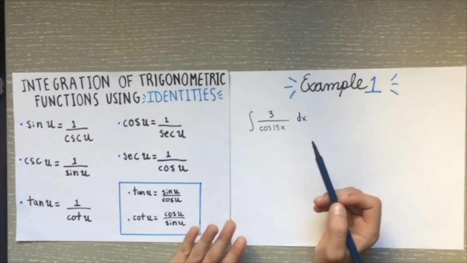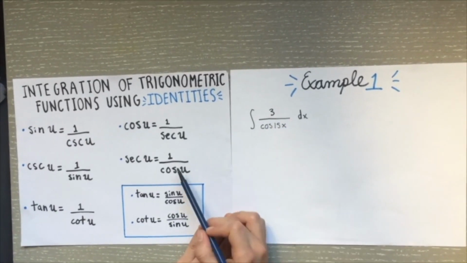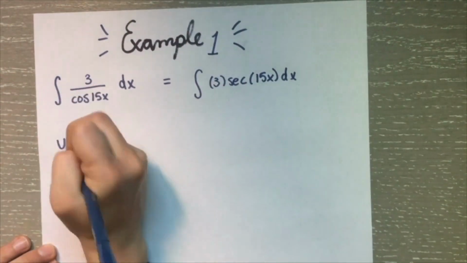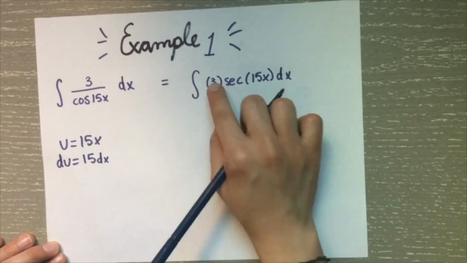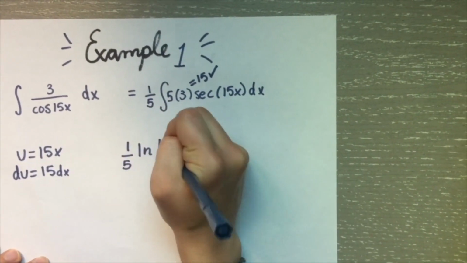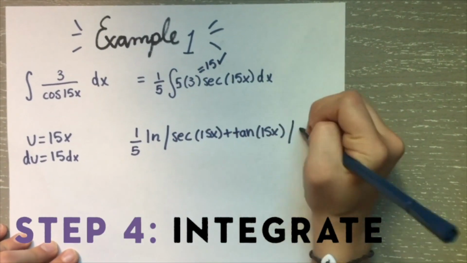In this example, a constant divided by cosine is directly related with the function of secant. We rewrite it using secant and keeping the 3. Then we identify the u and its derivative in order to balance the integral. And outside we need to write the reciprocal of the value we use to balance. Finally, we use the catalog to solve the integral.